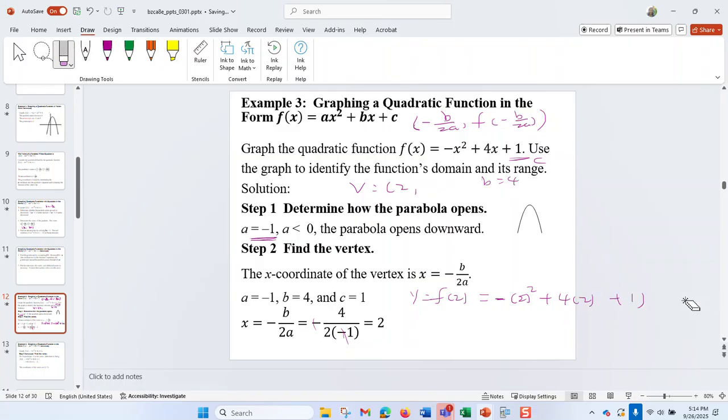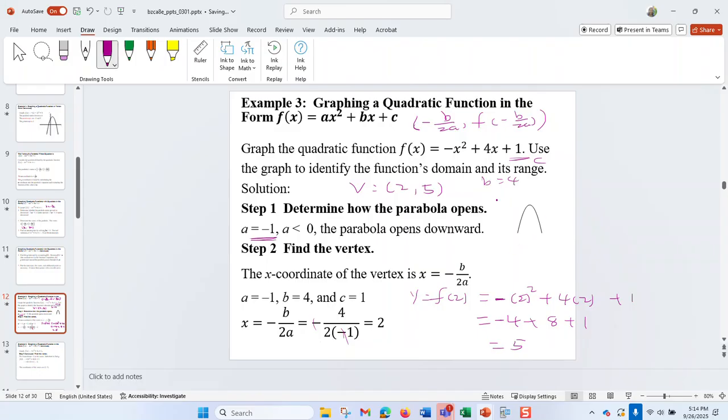Okay, and this negative is outside. This negative doesn't have a square. So 2 squared is 4, so this is negative 4 plus 8 plus 1, right? So that's 9 minus 4, so that's 5. So your vertex here is (2, 5). And this one is facing down.